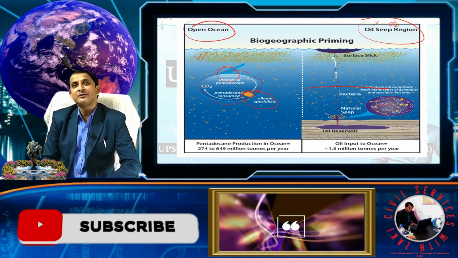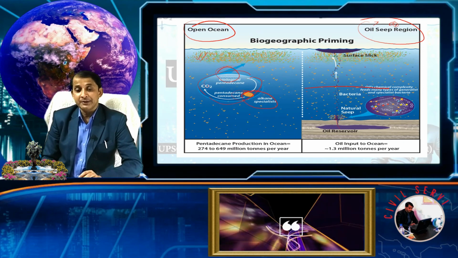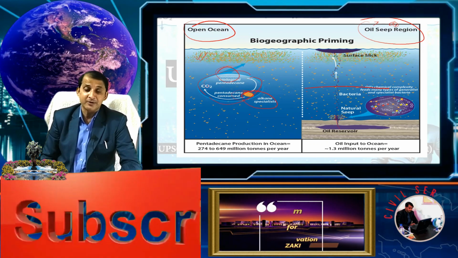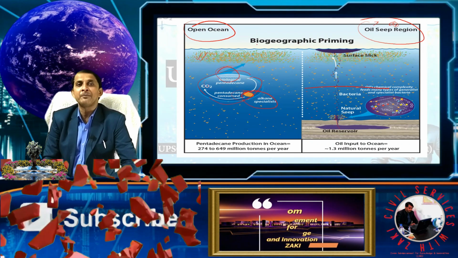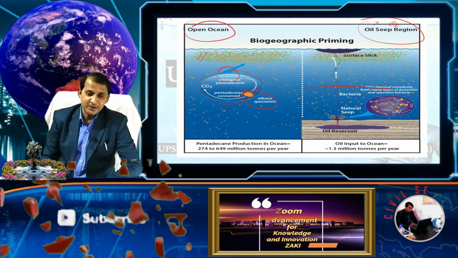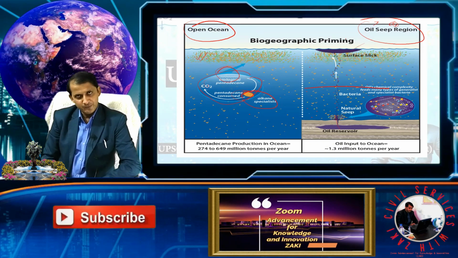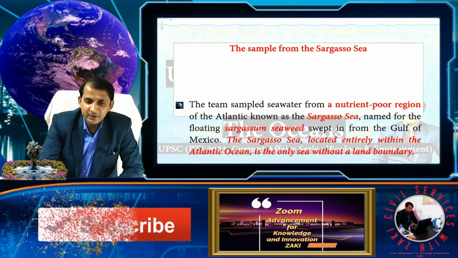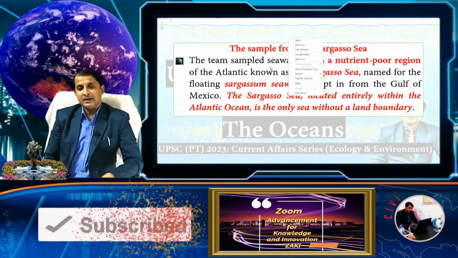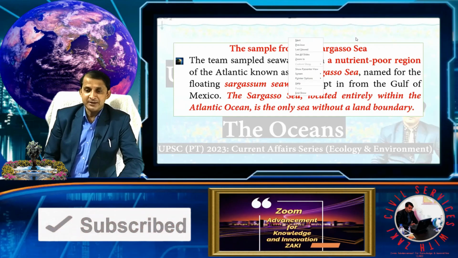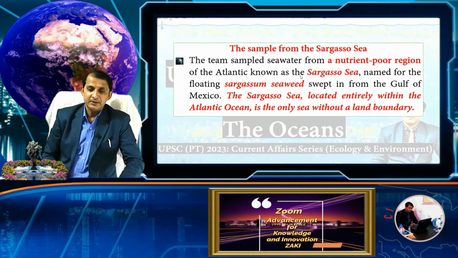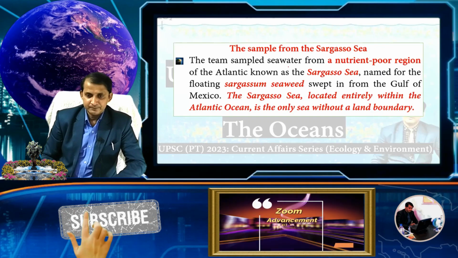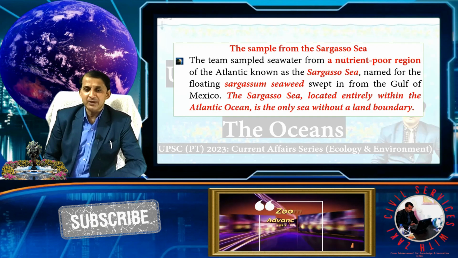Now scientists are trying to solve the petroleum problem, petroleum oil spills, because natural pentadecane, the natural hydrocarbon cycle, is different from the human-made hydrocarbon cycle. So see here, samples from the Sargasso Sea. Scientists collected samples from the Sargasso Sea.